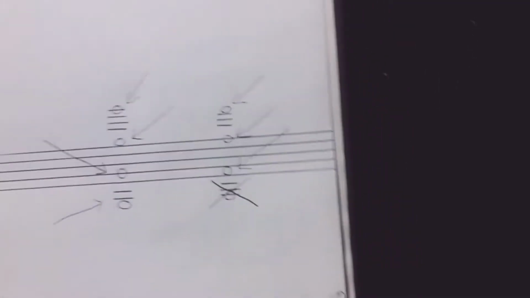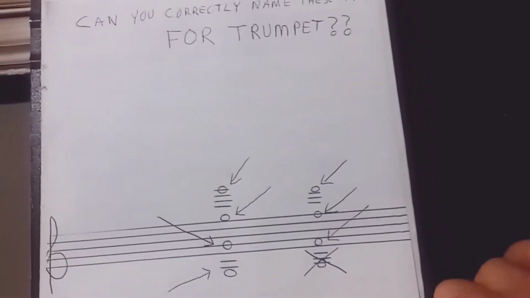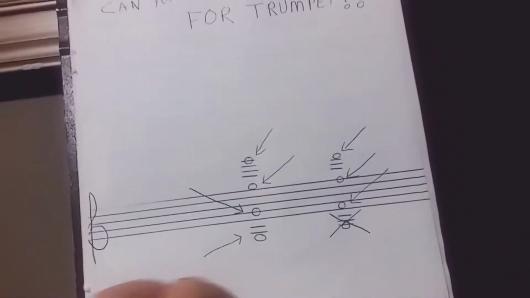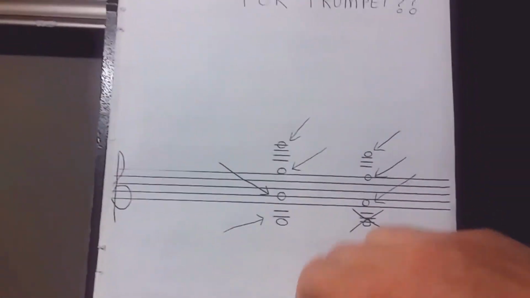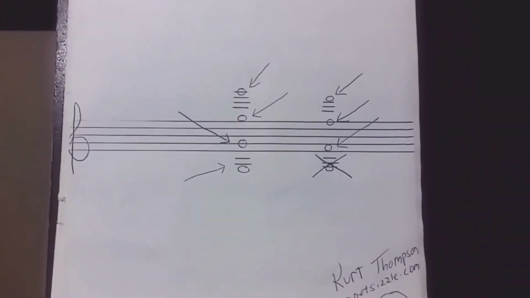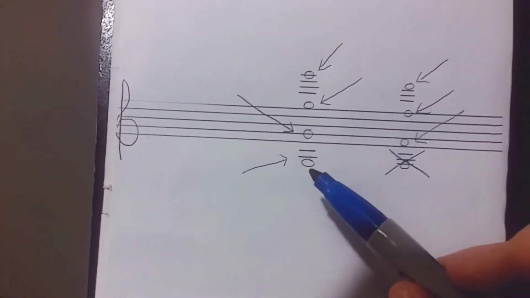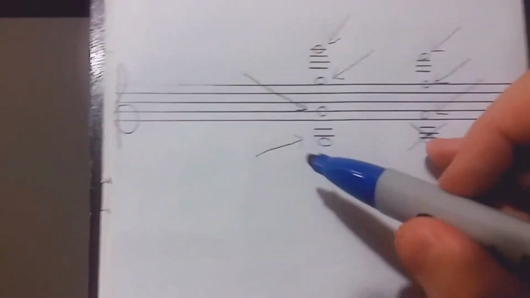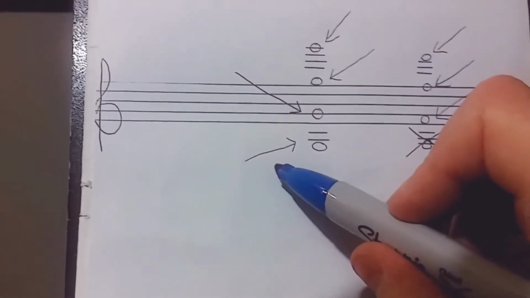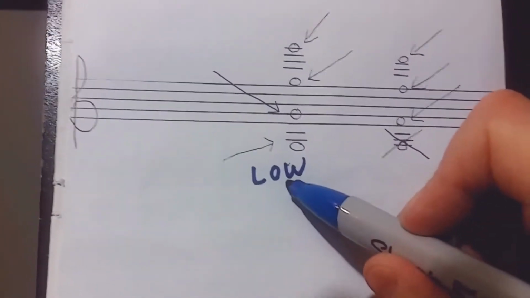Let's find out why so many of the advanced players in the hierarchy of academia get this wrong. Okay. So, what's the name of this note, anybody? Right there. It is, I'm holding the camera, low G.